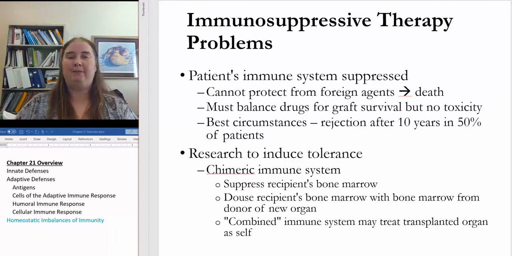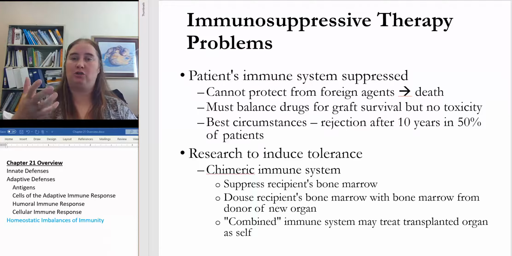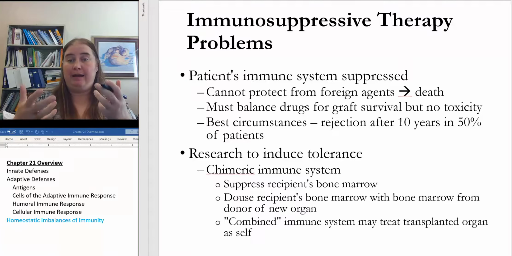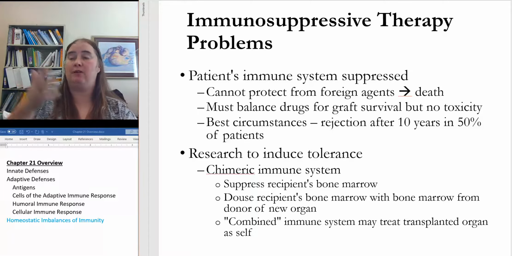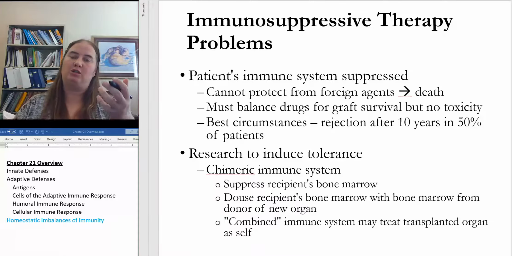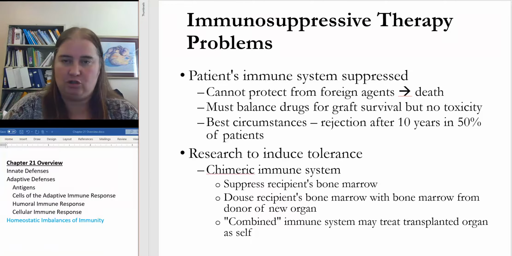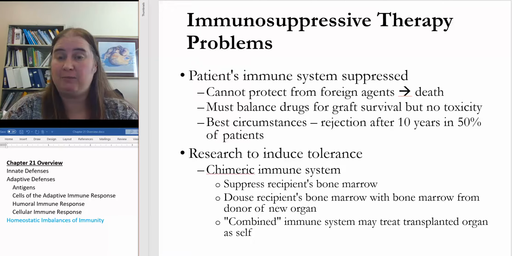So you really have to balance the immunosuppressive nature of the drugs you're administering with the long-term survival goal. Okay, so there's this balance so that you have enough of an immune system to protect you from everyday pathogens, but not so much that your immune system is going to attack the organ that you have just been given. So best circumstances, rejection after 10 years in 50% of patients, meaning that within 10 years, 50% of people who've had an organ transplant will have rejected that transplant.